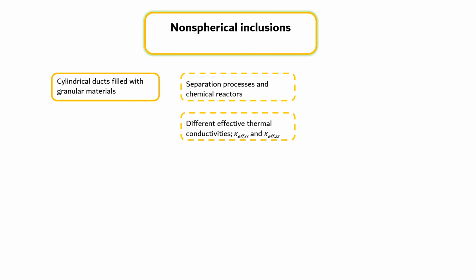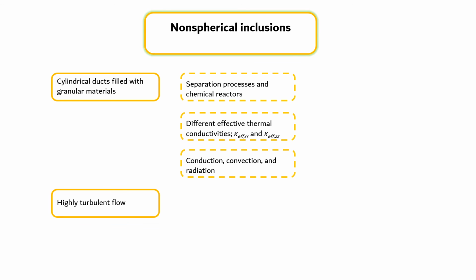Cylindrical ducts filled with granular materials through which a fluid is flowing in the z direction are of considerable importance in separation processes and chemical reactors. In such systems, the effective thermal conductivities in the radial and axial directions are quite different and are designated by K effective RR and K effective ZZ. Conduction, convection, and radiation all contribute to the flow of heat through the porous medium.